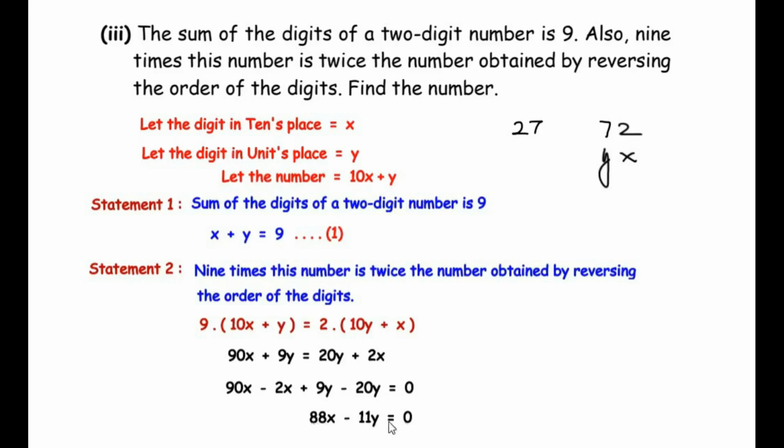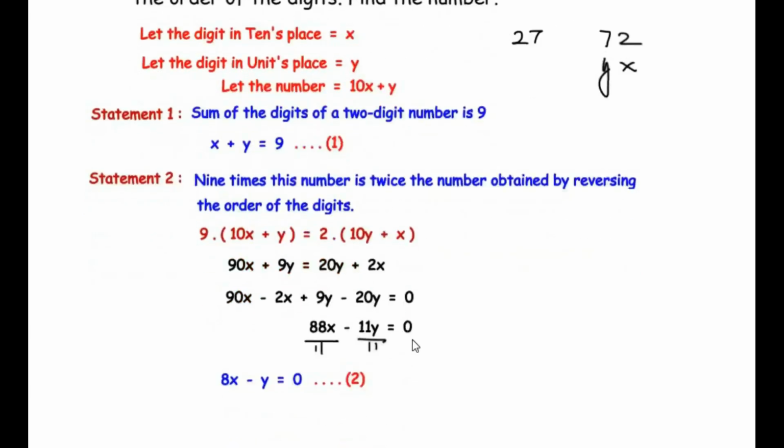Now let us divide each term of this equation by 11 because we can see it goes in the table of 11. So here dividing everything by 11, we get 11 one times and 11 eight times. So the first term becomes 8x minus y equal to 0, since 11 divides 11 one times. So this becomes our equation 2. Now once we have got equation 1 and equation 2, let us begin with the elimination method.